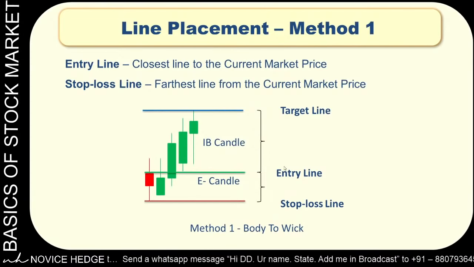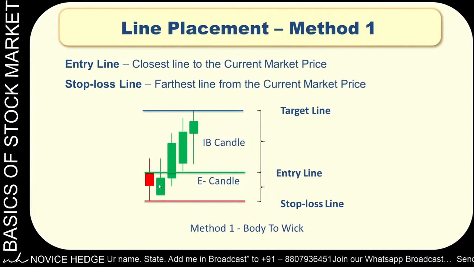If you see here, the first method is the body to wick method. Here I take the 2 E candles. I keep the buy entry on the top of the body. I take the 2 E candle which has the highest body, the red candle has the highest body. So I keep the entry line at the body's high.